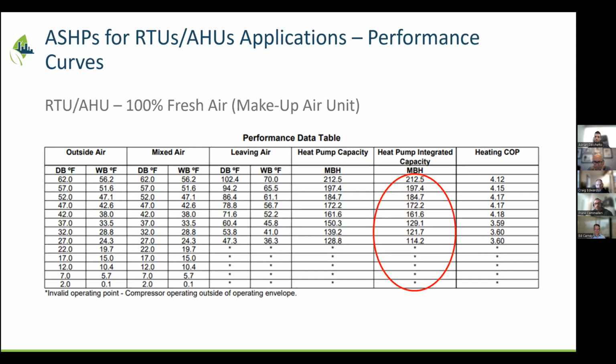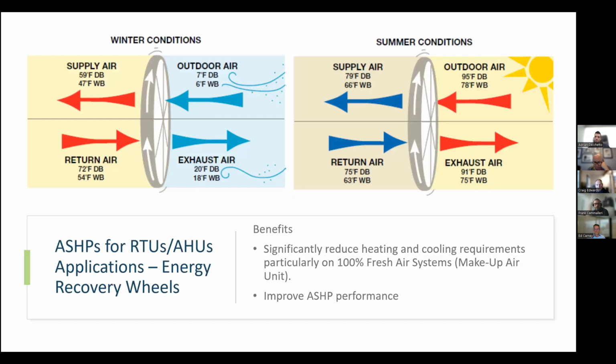But there are ways to deal with it, and that's where the next slide comes into play, and that is the use of heat recovery wheels, especially when you're dealing with a makeup air unit. This can considerably improve the performance of your air source heat pump. So again, here are just examples of winter and summer conditions. It significantly improves your entering temperatures into your air source heat pump. So we advise, especially if you have a 100% makeup air unit, that you definitely consider including these, and we'll show you the performance curves of this.